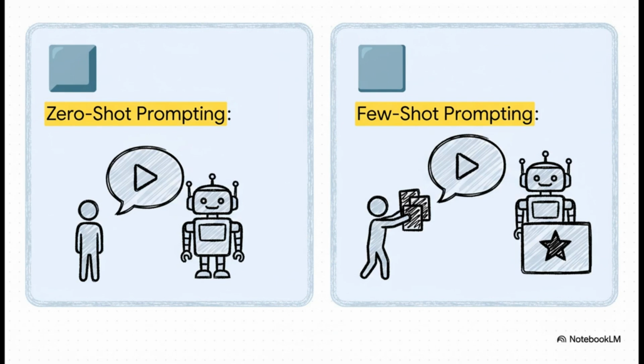Now, there are 2 main ways to go about it. First is zero-shot prompting. That's where you just ask it directly with 0 examples. Translate cheese to French. Simple. But for more complicated stuff, few-shot prompting works way better. That's where you give the model a couple of examples first to show it the pattern you're looking for. You're basically teaching it on the fly right before you ask for the answer.